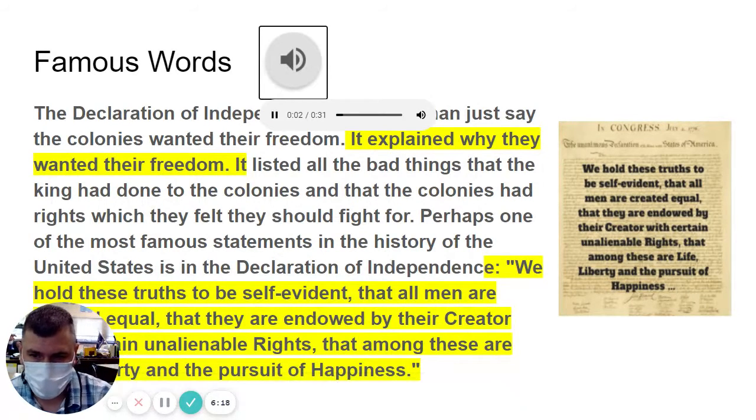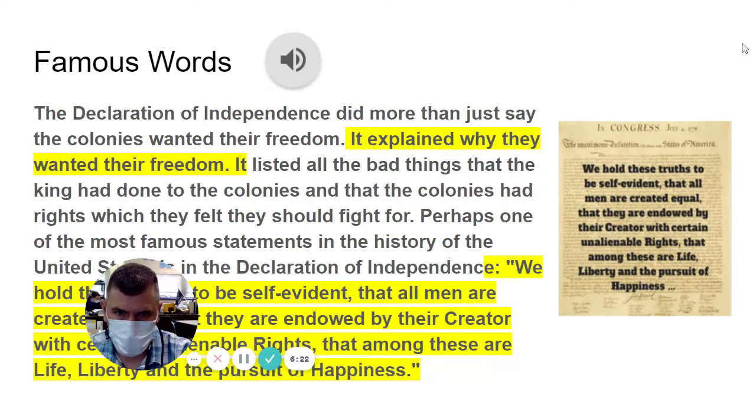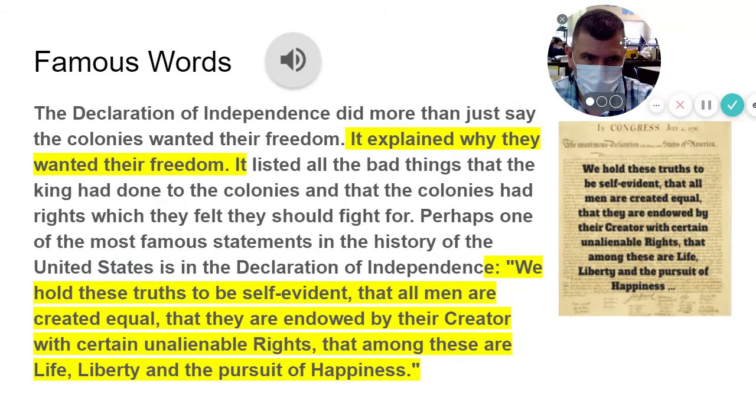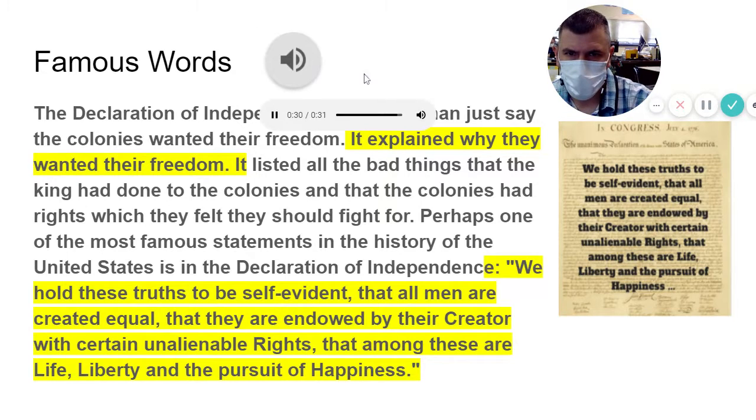Famous words. The Declaration of Independence did more than just say the colonies wanted their freedom. It explained why they wanted their freedom. It listed all the bad things that the king had done to the colonies, and the colonies had rights which they felt they should fight for. Perhaps one of the most famous statements in the history of the United States is in the Declaration of Independence. We hold these truths to be self-evident, that all men are created equal, that they are endowed by their Creator with certain unalienable rights, that among these are life, liberty, and the pursuit of happiness.